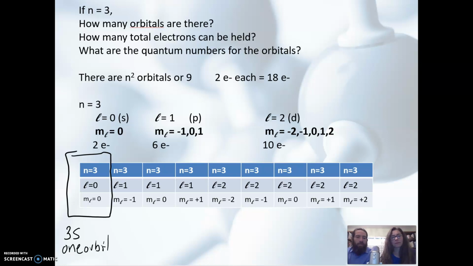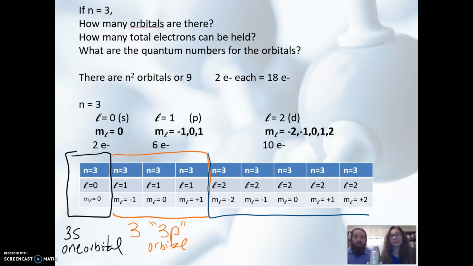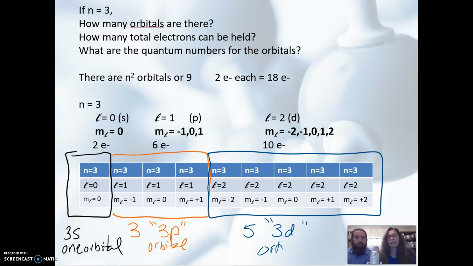orbital. When we get to L equals 1, m sub L could be negative L to positive L, including 0. So we have negative 1, 0, and positive 1. That's 3 different arrangements, and these are the dumbbell-shaped p orbitals. When L equals 2, we can have m sub L's of negative 2, negative 1, 0, positive 1, positive 2, for a total of 5 orbitals there. These are the cloverleaf-shaped, L equals 2. These are all 3D orbitals, but there are 5 of them. And each one can hold 2 electrons.